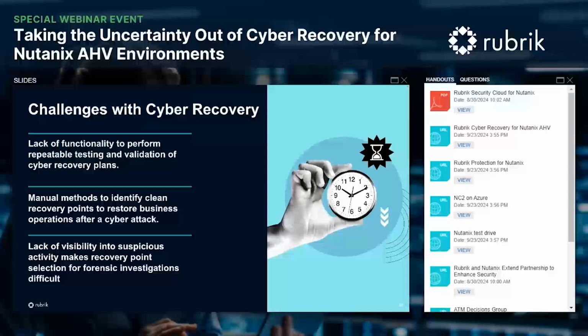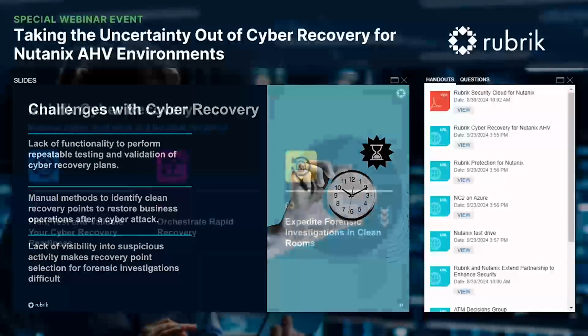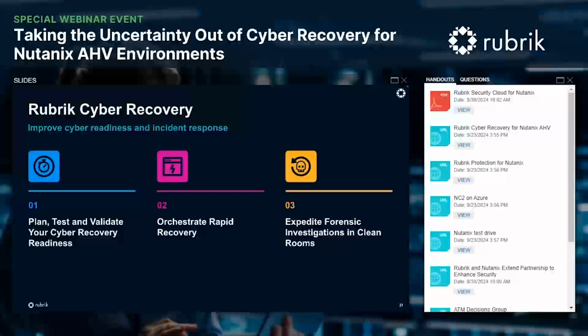Finally, there's often a lack of visibility into suspicious activity, making it difficult to choose the right recovery point for forensic investigations. Without clear insights into what happened, teams struggle to find the most secure and reliable point to restore from. To tackle the challenges we just discussed, Rubrik Cyber Recovery provides a powerful solution.